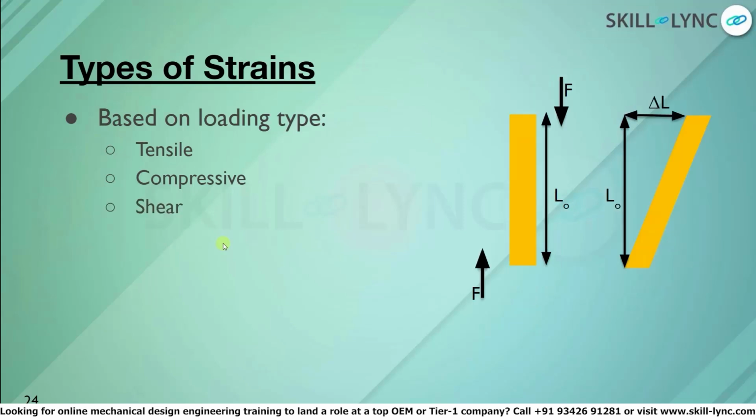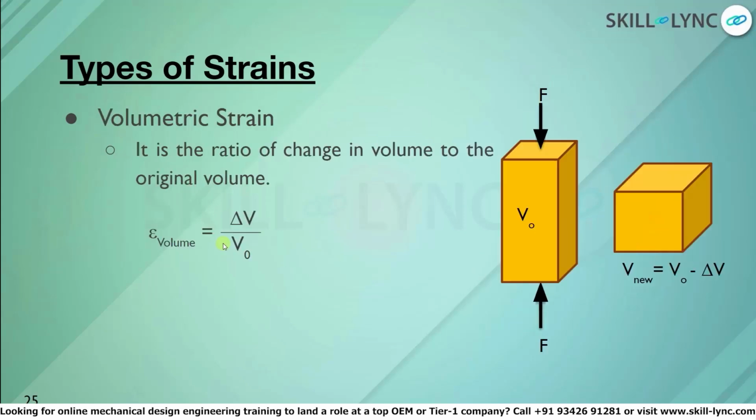Then we have volumetric strain. Volumetric strain is the ratio of change in volume delta V to the original volume V0 of the material. Volumetric strain is equal to the sum of strain in all directions. Thus, volumetric strain is equal to 3 times the linear strain on the material.